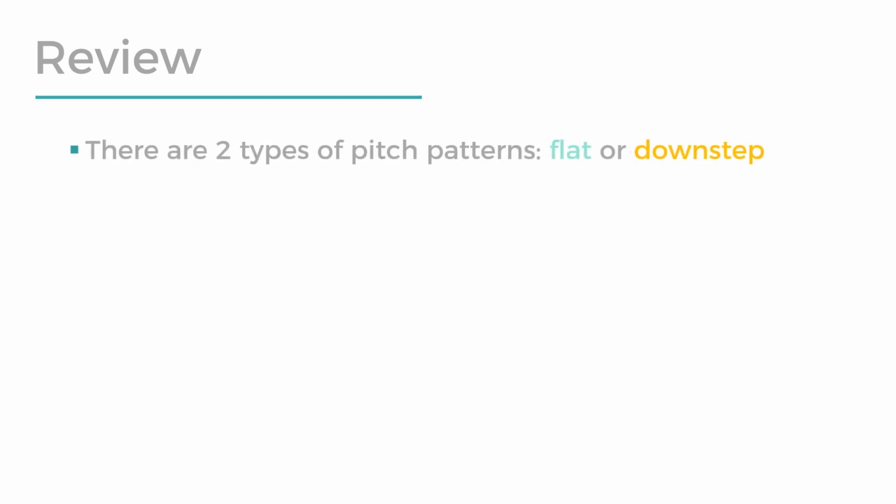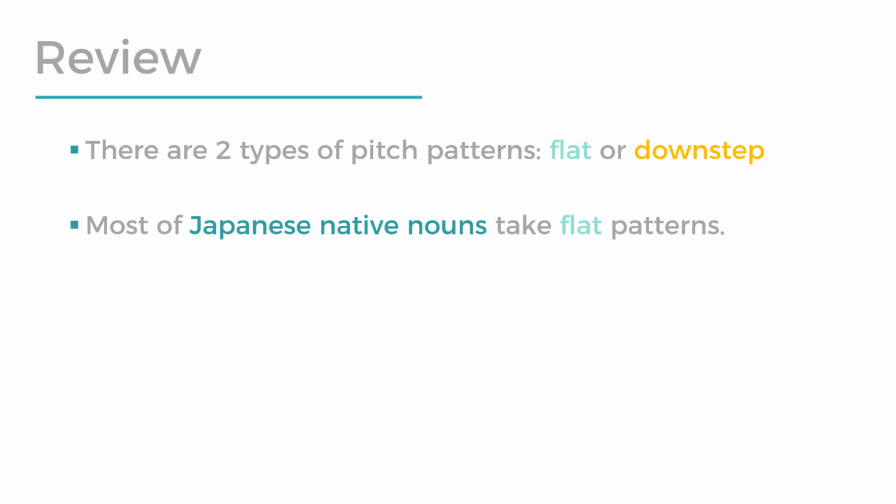So now it's time for me to wrap it up. Today, we've learned the Japanese standard accent has two types of pitch patterns. One is flat and the other one is downstep, which means the pitch starts low and goes up, then either falls or stays flat. Most of Japanese native nouns plus half of Chinese loanwords take flat patterns. Also, flat pattern sounds more natural compared to other types, so when you are in doubt, go with the flat pattern just to be on the safe side.